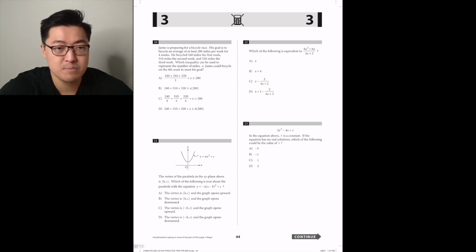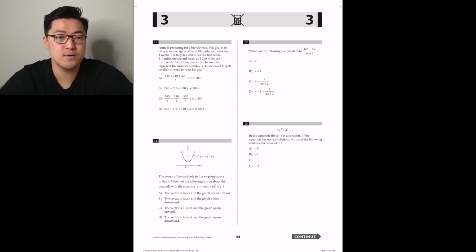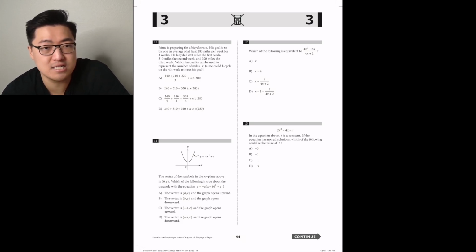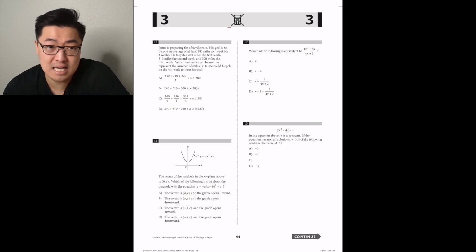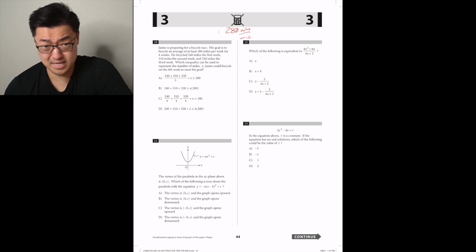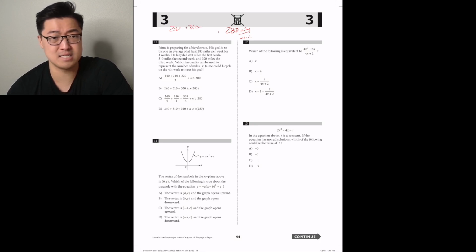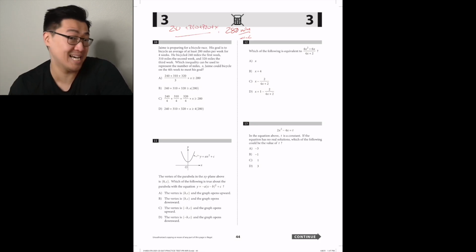Okay. Jamie is preparing for a bicycle race. His goal is to bicycle an average of at least 280 miles per week for 4 weeks. He bicycled 240 miles for the first week, 310 for the second week, and 320 miles for the third week. Which inequality can be used to represent the number of miles he could bicycle on the 4th week to meet his goal? What was the goal? Average of 280. So it has to be first week plus second week plus third week plus x, over 4, is equal to 280.